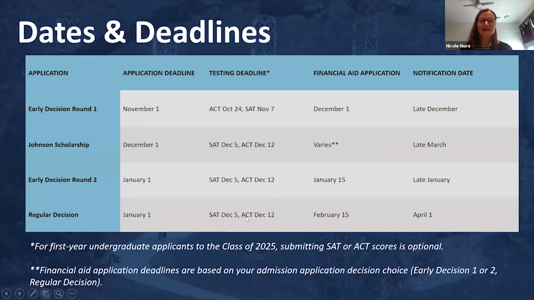Some important dates and deadlines to consider. The early decision deadline is coming up very soon, with November 1st. January 1st is the deadline for early decision 2 and regular decision students. And then also I'll talk about the Johnson Scholarship, but that has a separate deadline of December 1st. You can apply both early decision or regular decision and still apply for the Johnson Scholarship.